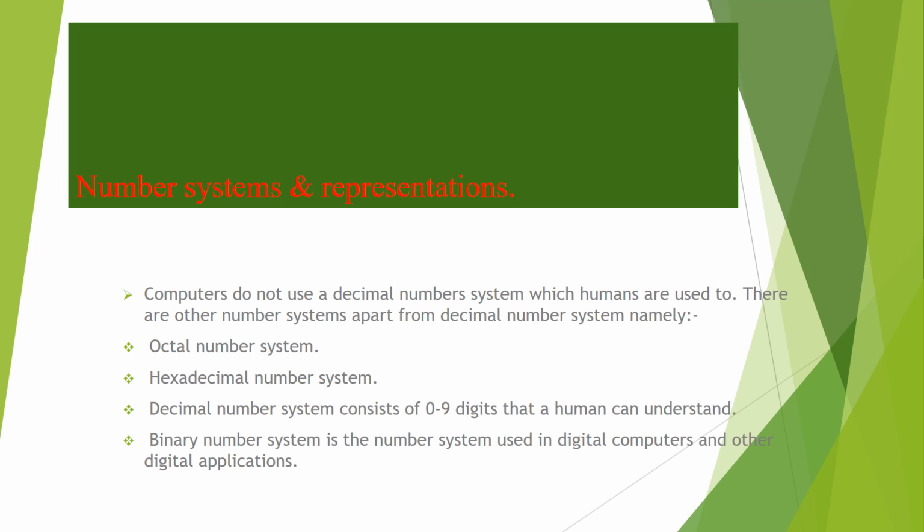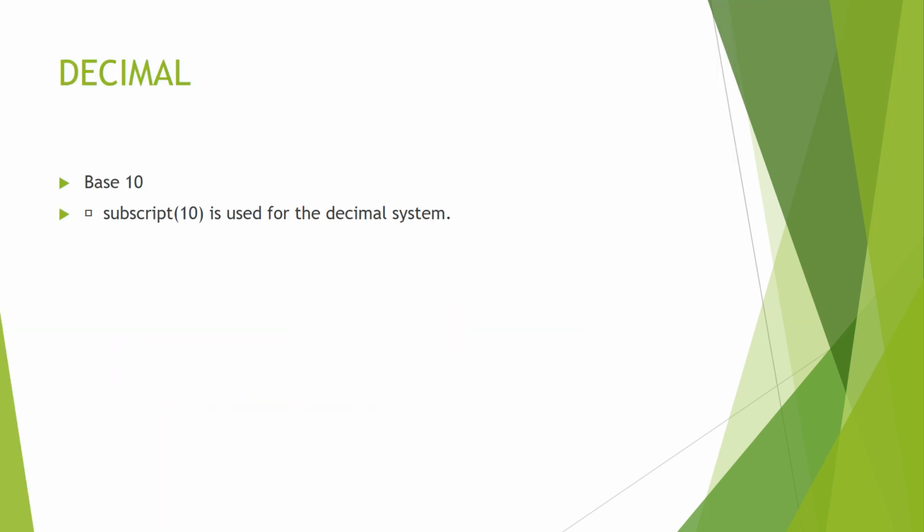In detail we are going to discuss these, although in this video we are going to concentrate mostly on the decimal number system. And then we also have the binary number system, which is used in digital computers and other digital applications. To begin with, we have the decimal. As in the word decimal, you can take the prefix deci, which means a tenth, which means something is divided into 10 equal parts.